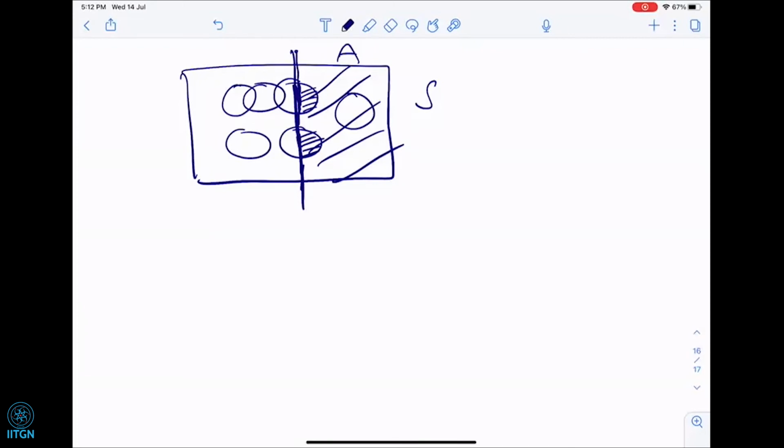Yeah, Abhinav has tried to explain why we remove S. Okay.